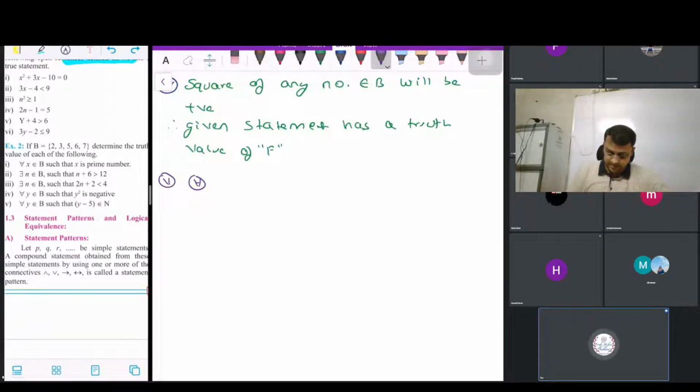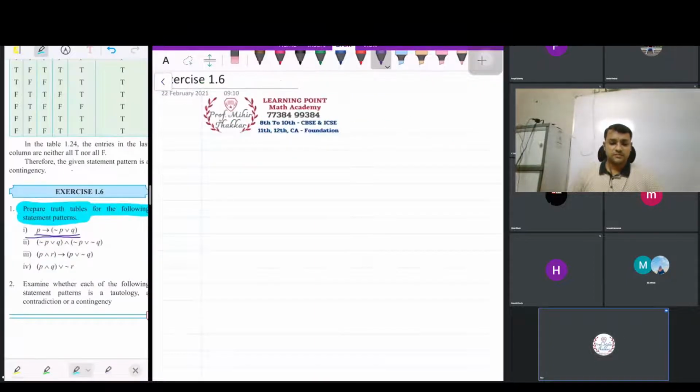So you can write the answer in the same manner. I am just writing F so that you can get the proper answer. The statement has the truth value of false.